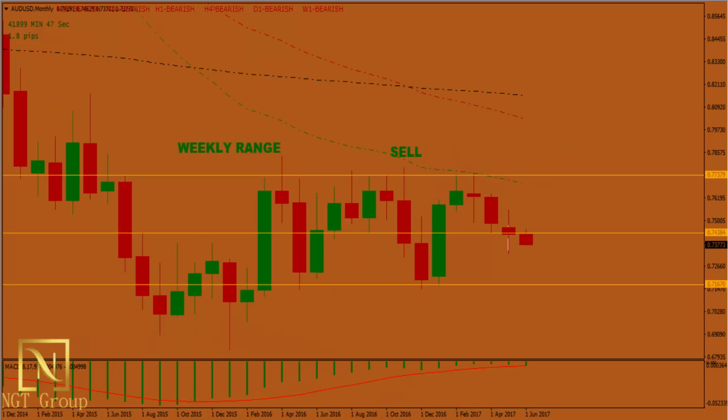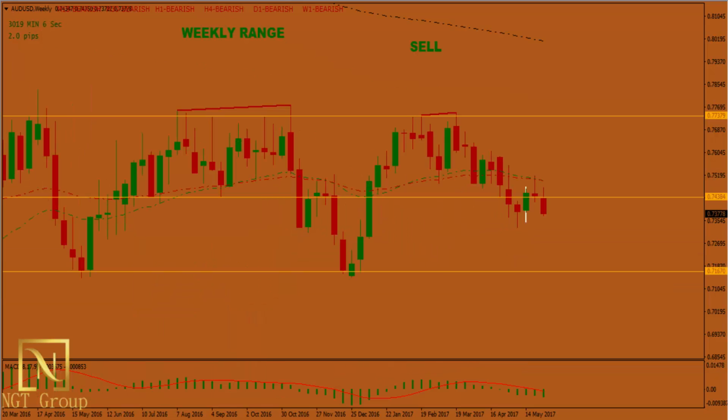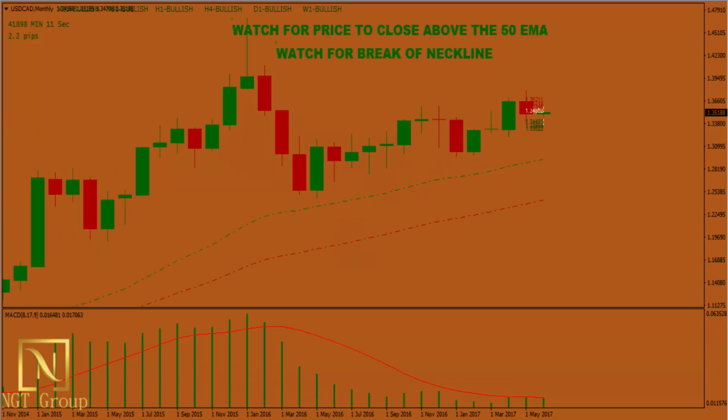The next pair is the Aussie USD. The bears have been in charge of the Aussie. If we look on the weekly chart, we can see price moving between 0.71670 as support and 0.77379 as resistance. NGT traders expect to find weekly support around 0.73588 zone before possibly continuing to hit the 0.71670 zone. NGT traders will drop down to the lower time frame and look for buying or selling opportunities.